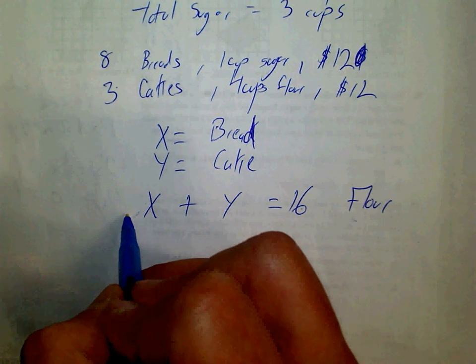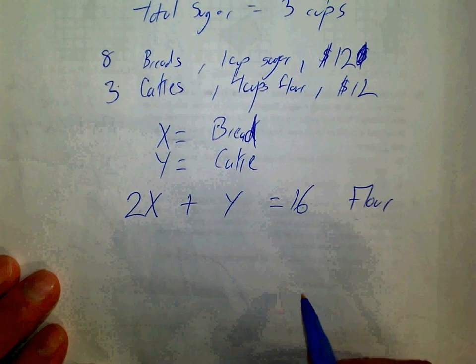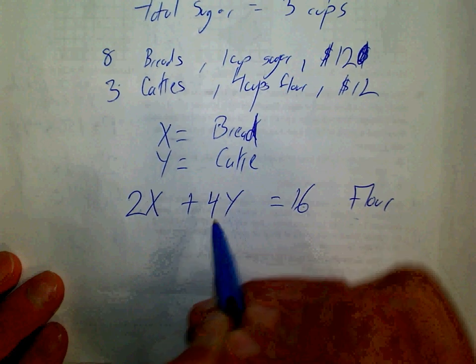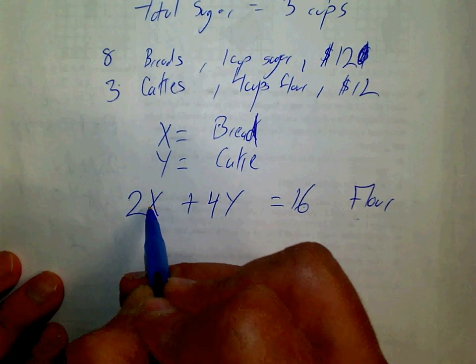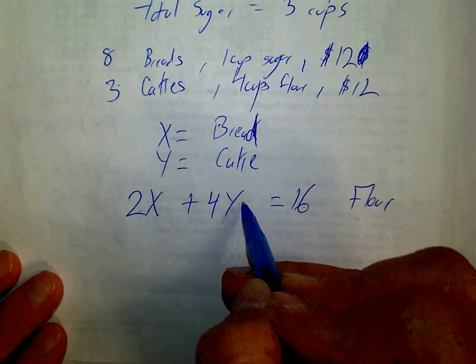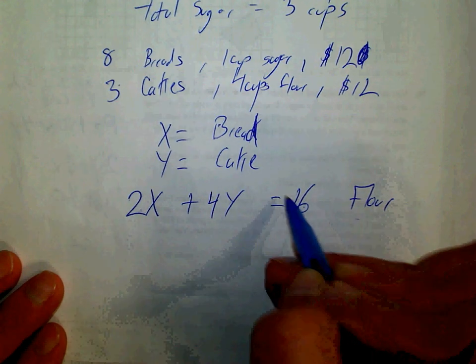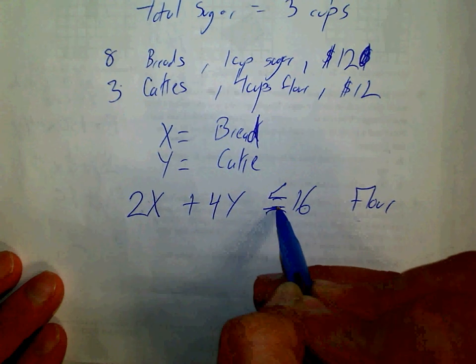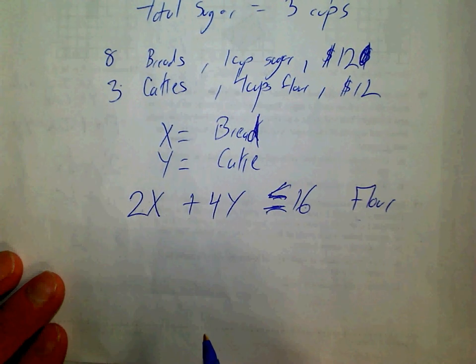2 cups for every bread. How many cups of flour for every cake? So if we take 2 cups for every bread and 4 cups for every cake and add them together, it's got to be less than or equal to 16, doesn't it? So that'd be a constraint that we built out of some real scenario.